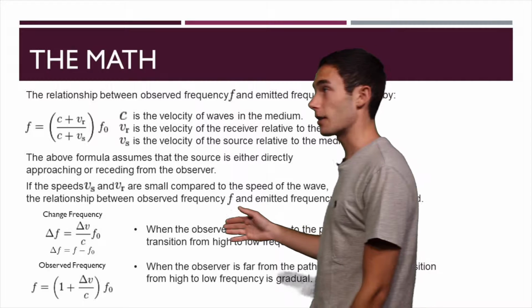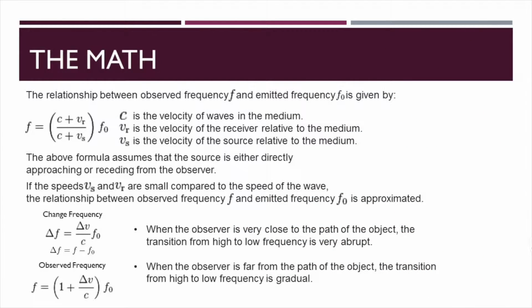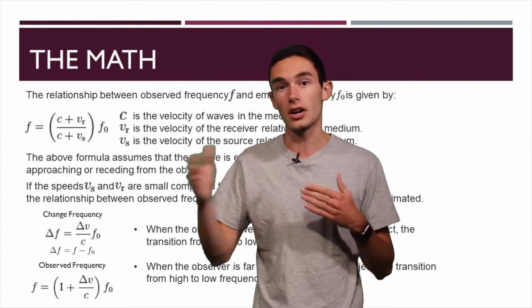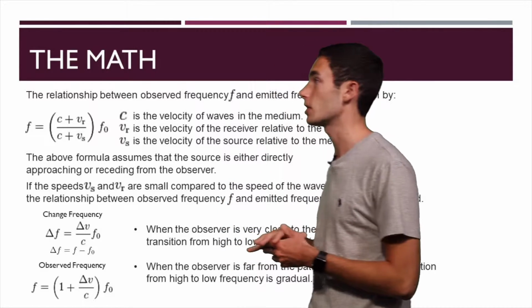Now if the speeds vS and vR are small compared to the speed of the wave, the relationship between the observed frequency f and emitted frequency is approximated. That's if the observer would be standing off to the side of the approaching car, which is what we will simulate later on in this video.